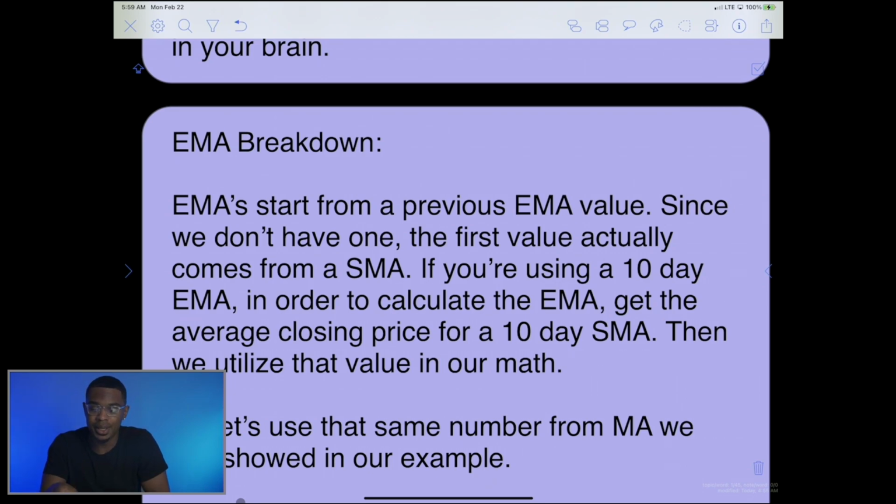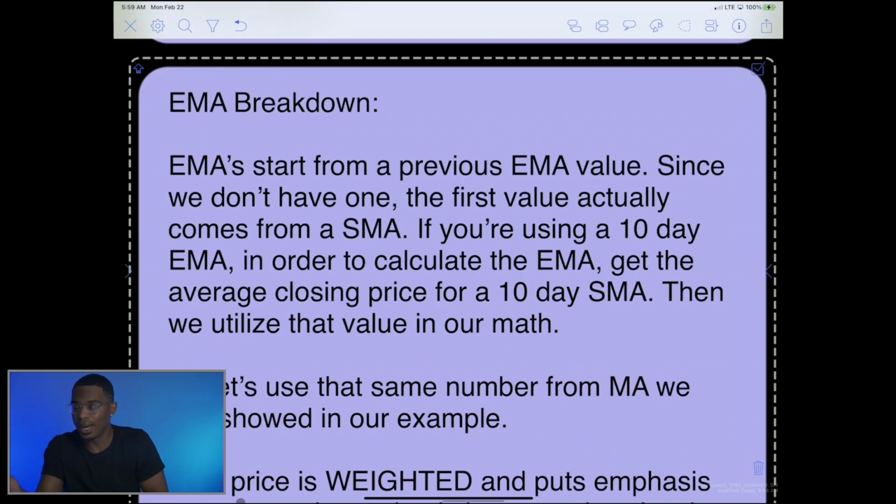So EMAs start from a previous EMA value. So they don't just take the last 5 closing days and then divide it by 5. They have to start from the previous EMA value. And to get the previous EMA value, we have to actually use an SMA. So reading from my actual notes, since we don't have one, the first value actually comes from an SMA. So if you're using a 10-day EMA, in order to calculate the EMA, get the average closing price for a 10-day SMA, then we utilize that value in our math.